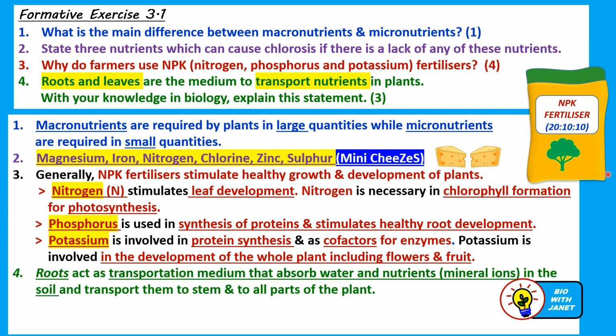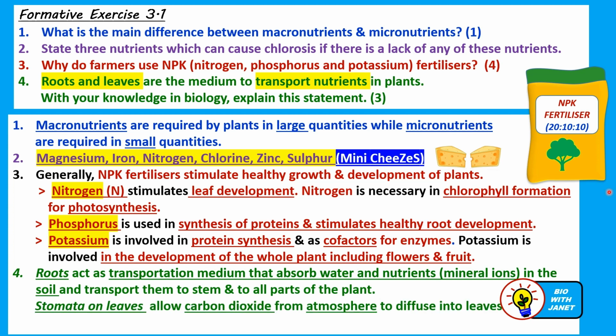So roots act as the transportation medium that absorb water and nutrients, like the macronutrients or mineral ions in the soil, and transport them to the stem and then to other parts of the plant. Okay? Transport them upwards in the stem to other parts of the plant. So the roots are the ones that absorb the water and nutrients, right? And then the leaves. Now, the stomata on leaves allow carbon dioxide from the atmosphere to diffuse into the leaves.